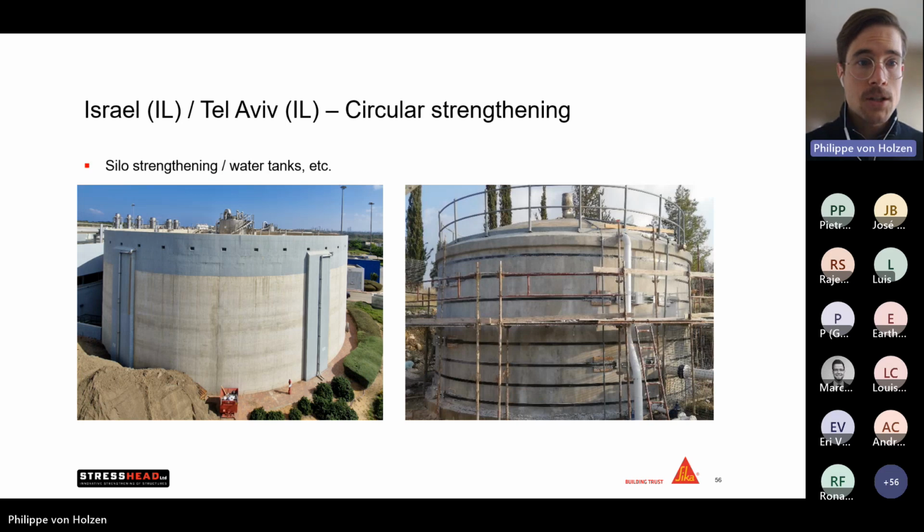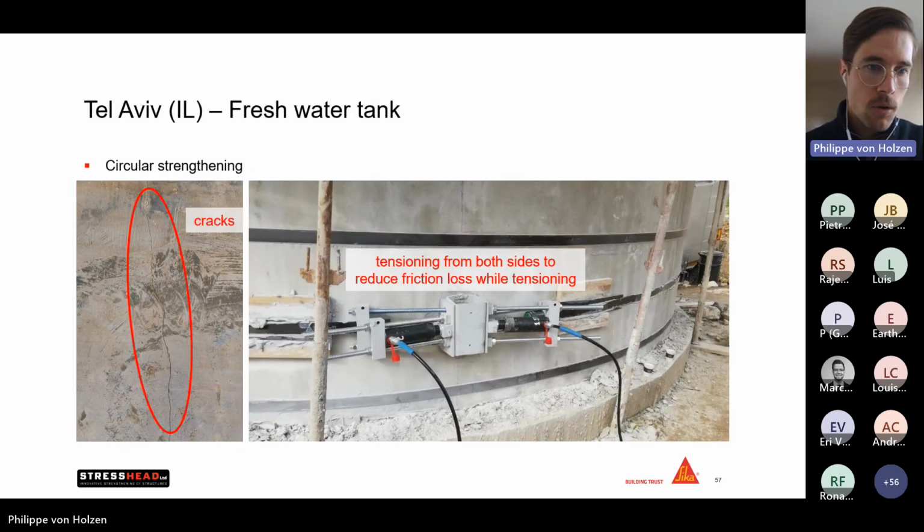Now as well, I mentioned that the system can be used for silo strengthening or strengthening in a circular way. We just came back, my colleague Marcel and I, 2 weeks ago from a project in Israel, here from the right side, from a water tank in Tel Aviv. The reason here for the strengthening of the water tank was that there had been an insufficient reinforcement in the first place inside of the concrete, so that this freshwater tank suffered from a lot of cracks all around the silo, which obviously is not very ideal for a water tank.